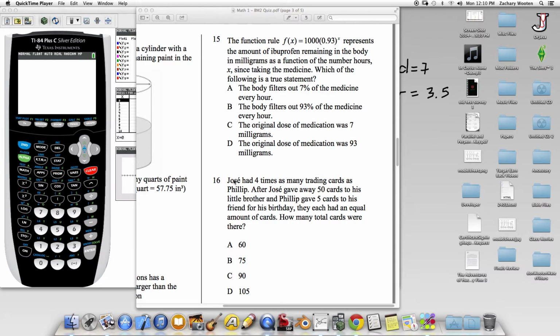Problem 15, this one should go by pretty quickly. All right, this is just being able to read an equation, understand what it's saying, and then be able to put it in the context of the problem.